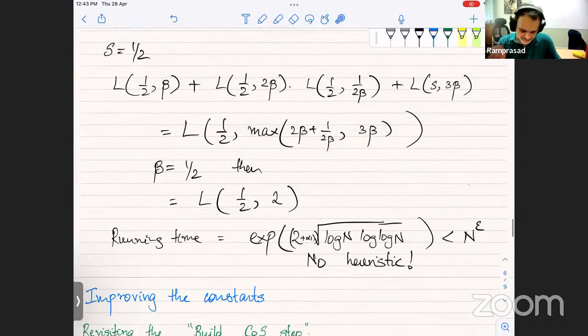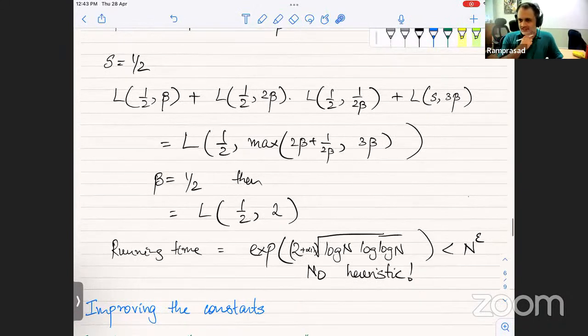So I'm going to tell you a couple of ways to improve the constants, and both of them are fairly easy ways of trying to improve the constants. But then there is a really cool idea that shows up in quadratic sieve, and that we will defer to the next lecture. So I'm now going to tell you two of the simpler ways of improving these constants.